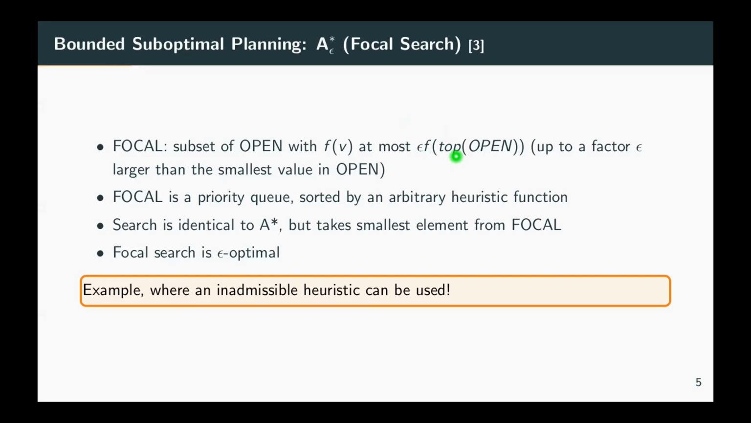And the search then becomes more or less identical to A star, but instead of always taking an element from the open list, we now take an element from the focal list. And the only downside is that we always have to keep the focal list updated at the same time as we keep the open list updated, which means we have a little bit more bookkeeping to do compared to regular A star. And at the end, focal search is also epsilon optimal or bounded suboptimal.